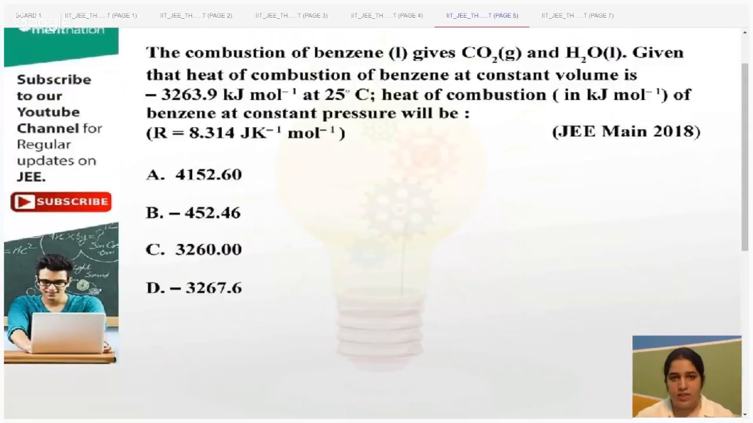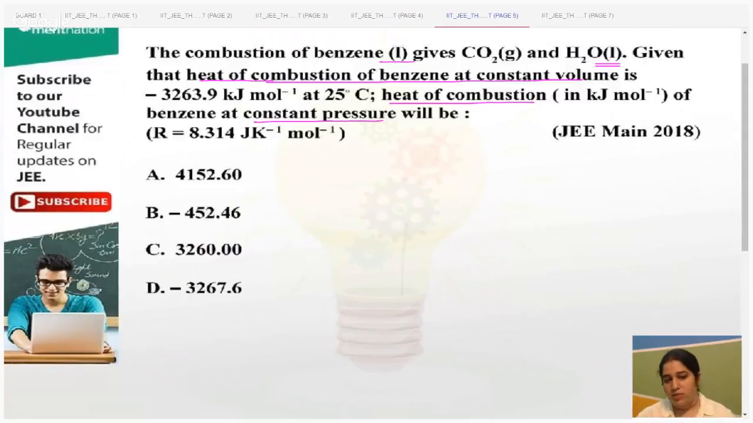These kinds of questions have been asked many a time. Resonance will not be taught right now, Krishna. Let's look at the question and see what is the new concept that we need to remember here. The combustion of benzene in liquid form gives CO2 and water. Remember, water is present in liquid state. Given that the heat of combustion of benzene at constant volume is this much at 25 degrees Celsius, the heat of combustion of benzene at constant pressure we need to calculate.